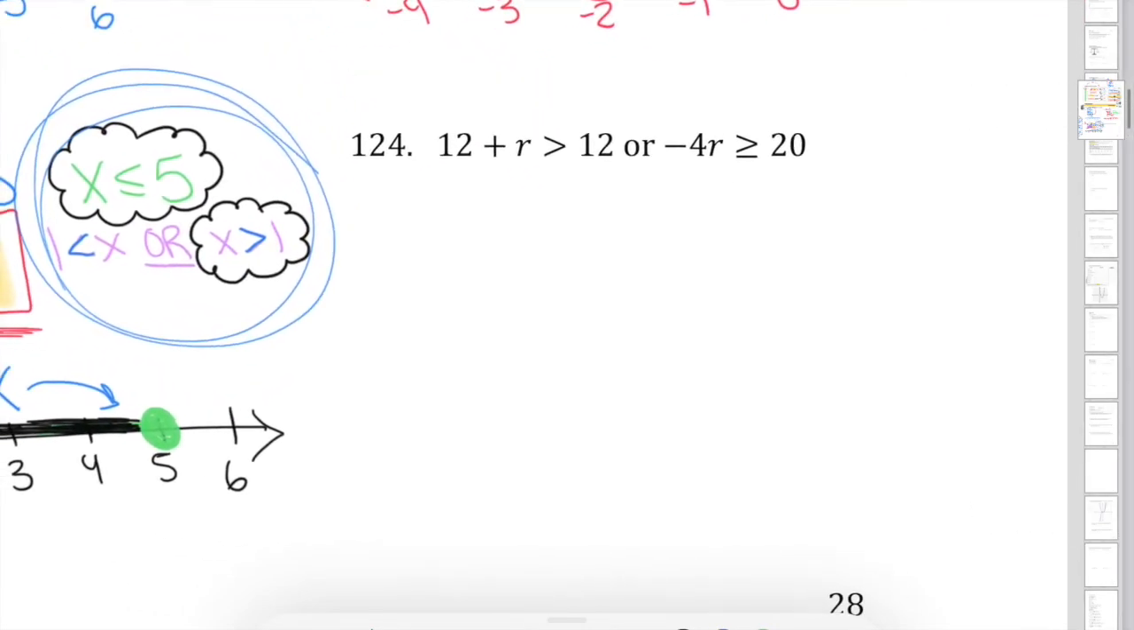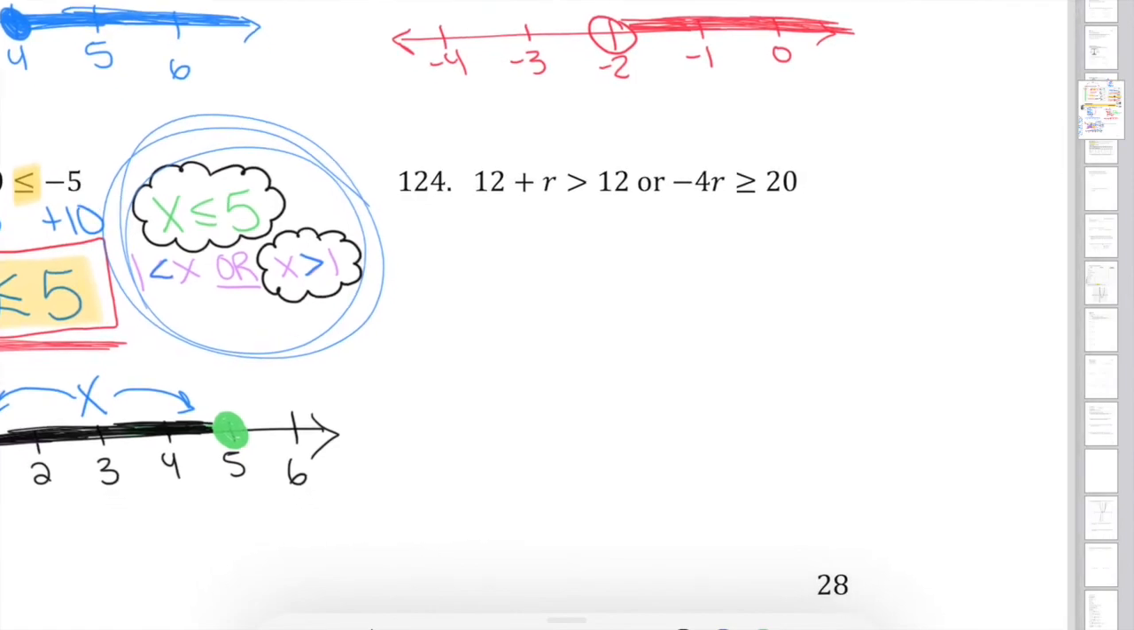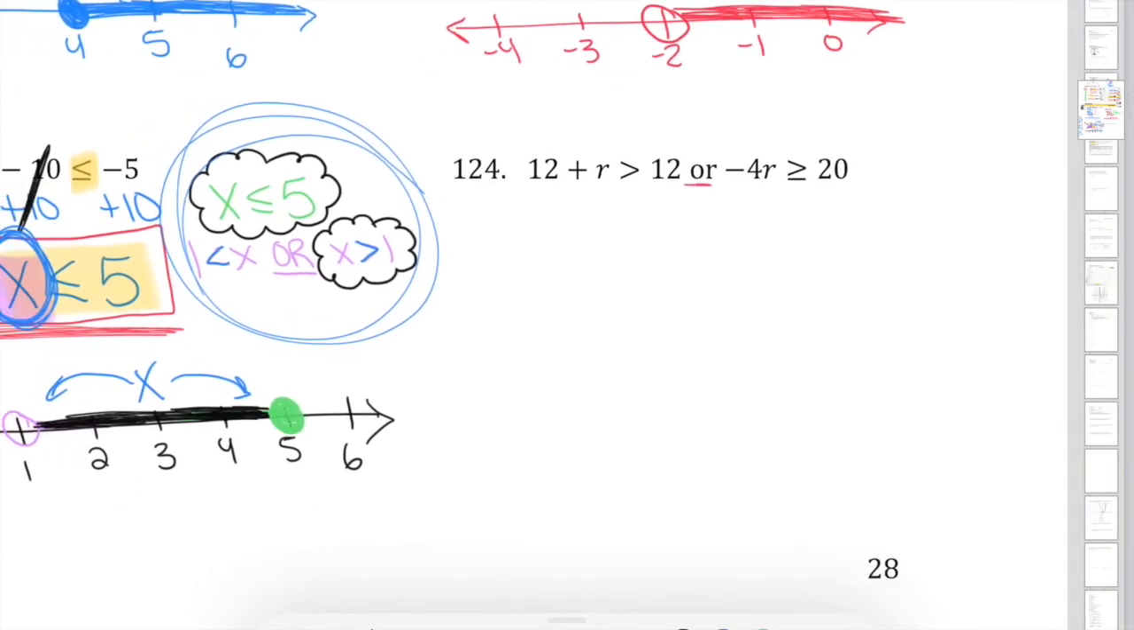Okay, you might see an example like 124 on a test or a quiz, but it's a little bit easier to understand with the way that it's set up. So this word or right here, I'm going to tell you right now, it doesn't mean you get to do one or the other. Or is part of the inequality, believe it or not. It's like this or that are possible. And the word or, I promise, will make so much more sense at the end. But for now, just take my word for it that we have to solve each of these separately. So you're given two different inequalities. You have to solve each of them separately.